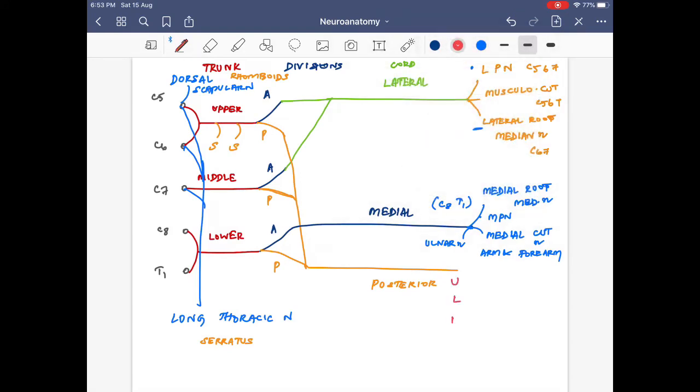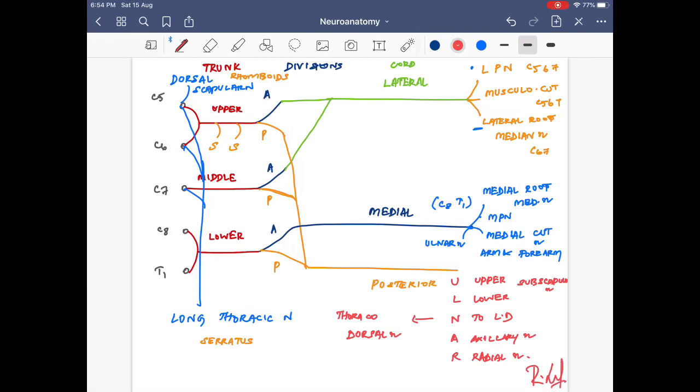So now coming to the branches arising from the posterior cord, you can remember a mnemonic called ULNAR. U for upper, L for lower subscapular nerves, and the N is for the nerve to latissimus dorsi, and A is for the axillary nerve, and this nerve to latissimus dorsi is also called the thoracodorsal nerve. So A is for axillary nerve and R is for radial nerve. So this pretty much sums up the anatomy of the brachial plexus. Thank you.